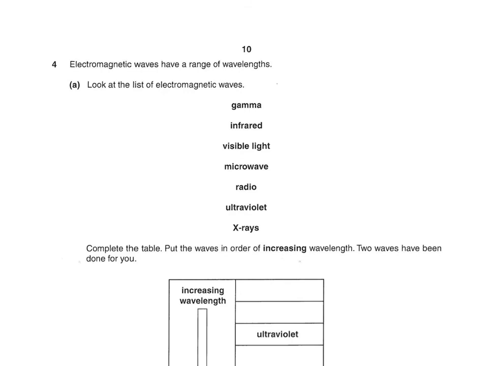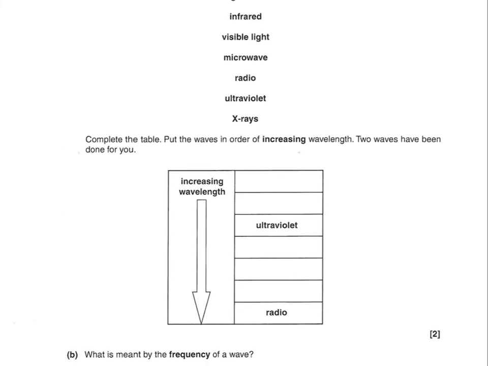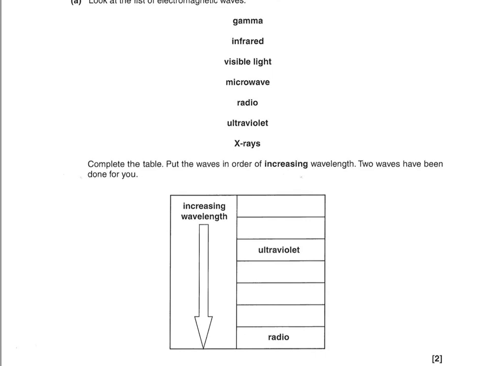Next question, electromagnetic waves have a range of wavelengths. Look at the list of electromagnetic waves, there they are. Complete the table, put the waves in order of increasing wavelength. 2 waves have been done for you. So you get 2 marks for this, so you've got to put them in order. So you should have had gamma, then X-ray, then ultraviolet, then light or visible light, then infrared, and then microwave.